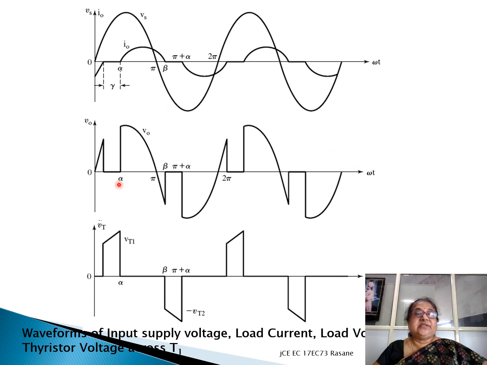Obviously, by controlling alpha from 0 to pi and even the gating signal for T2, from pi to 2 pi, I can vary how much is positive. You can see the area here is more as compared to the area in the negative, right? So here the negative area is more as compared to the positive. So what you can see is, we can have a controlled AC voltage by controlling this alpha in the circuit diagram.